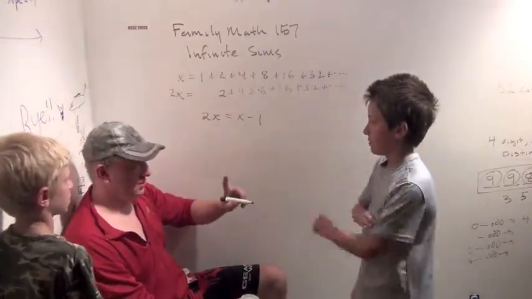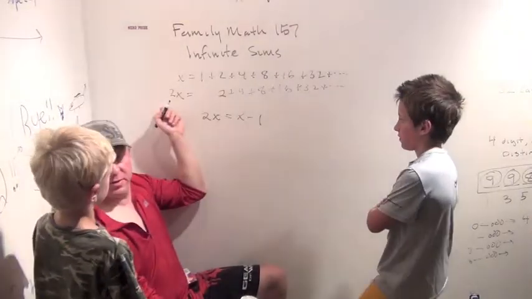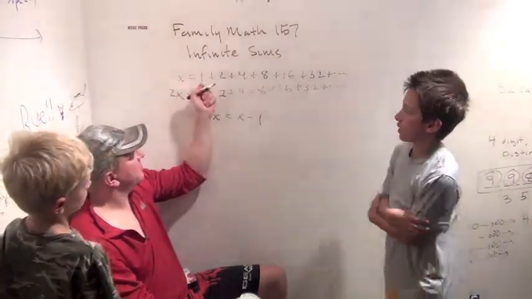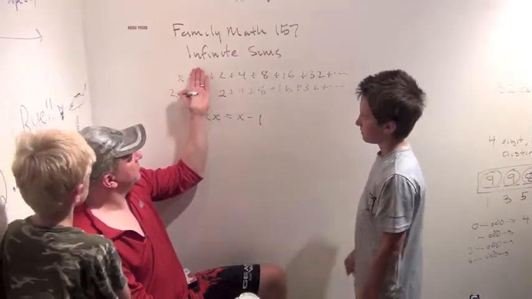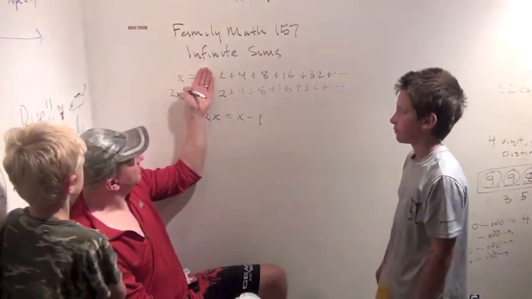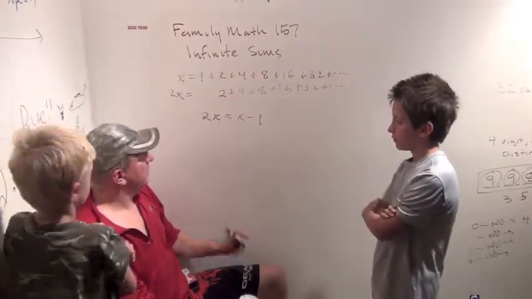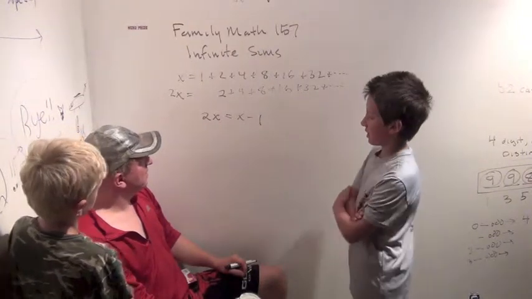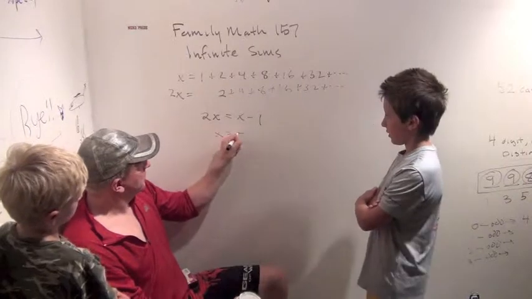I just want to make sure your brother understands. 2x, which was this series, is the same as this series, just subtracting away the 1. Do you see that? If I subtract that 1, I get 2 plus 4 plus 8 plus 16, which is that series. Okay, now how am I going to solve this? You subtract an x from each side. Okay, and I get x equals minus 1.